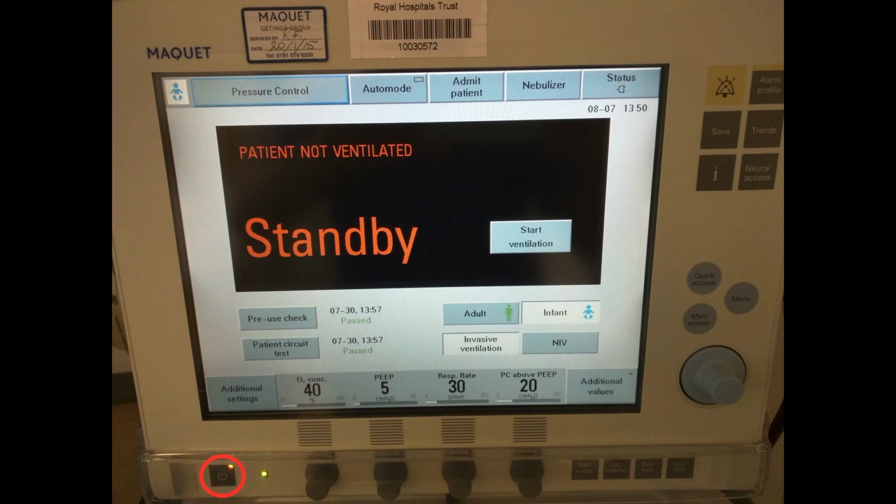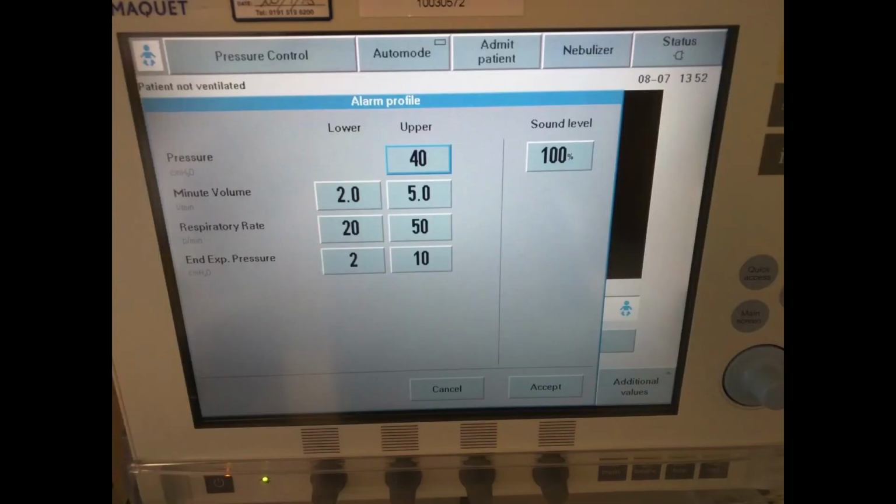You've got two options to start the ventilator. You can either press the power button down the bottom left hand corner, or press the start ventilation button on the touchscreen. So once your patient's on the ventilator, the next thing to do is to set the alarms. So the alarm profile is in the top right hand corner. You can see it circled there on the screen, and this will bring you up into the alarm profile.